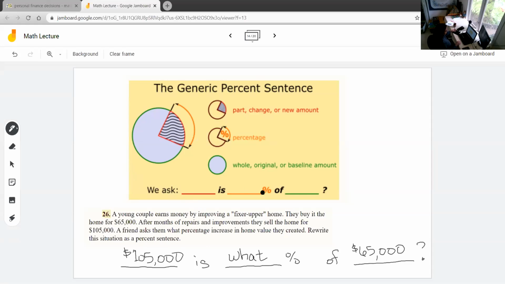So this Mad Libs thinking, don't get fooled by the picture. It's not true that the part, the new, is always smaller than the baseline or the whole. In this case, the new amount is bigger because their house went up in value. Yay. So don't trust the picture too much. But this Mad Libs thing of blank is blank percent of blank, we can always use. And with that, we're out of time.